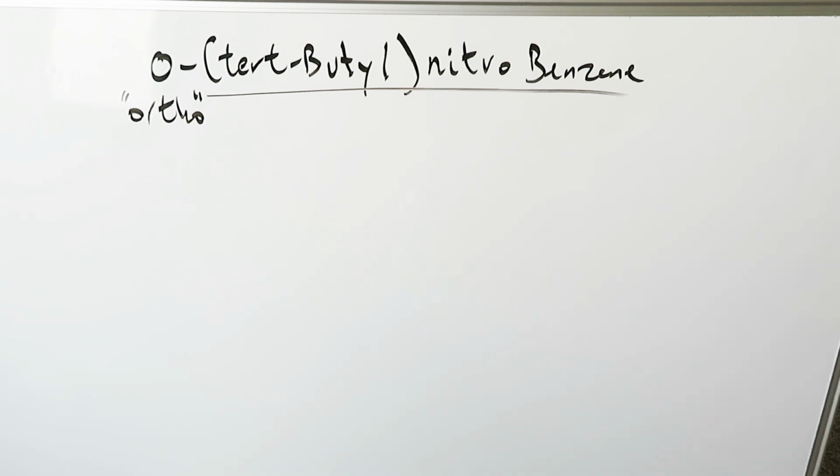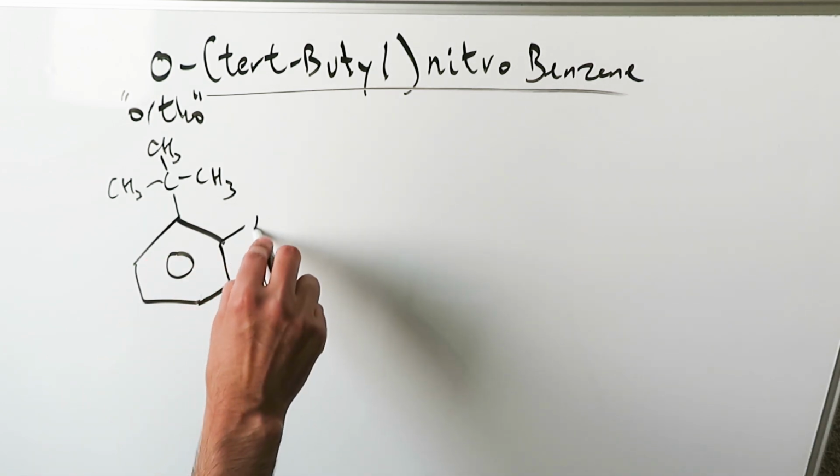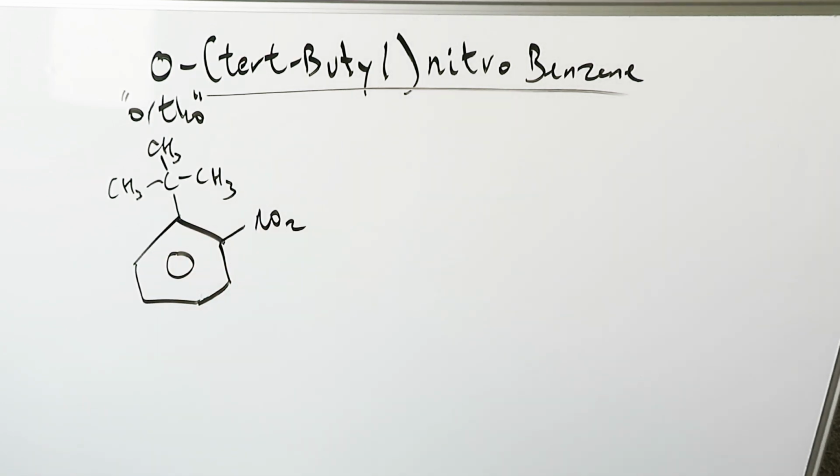I am Mr. Ish. Thank you for joining me for this video where I am showing you the synthesis of this compound, ortho-tertiary-butyl nitrobenzene. Starting with your benzene ring, we have that tertiary butyl compound, and then ortho to it we have a nitro group. This right here is ortho-tertiary-butyl nitrobenzene.